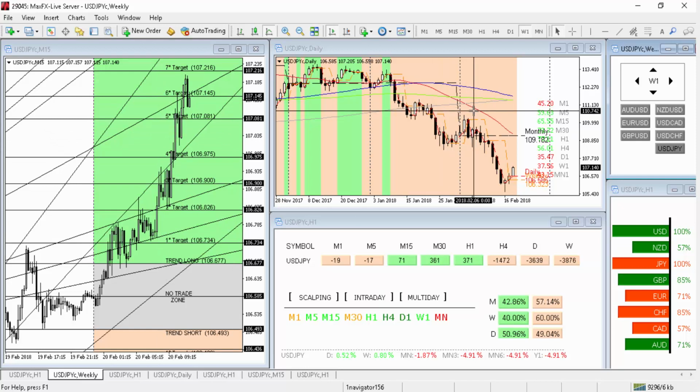We have an RSI above 50 from M5 to H4, and a confluent yen against a confluent US dollar. This is the best and worst trade of the day so far. So with these conditions, we may have a continuation to the upside. That's all for today's analysis.